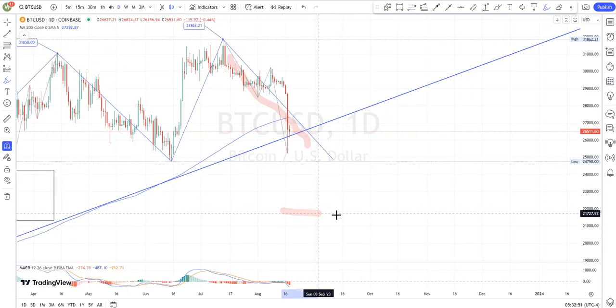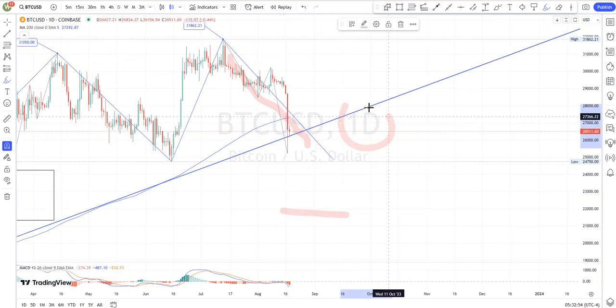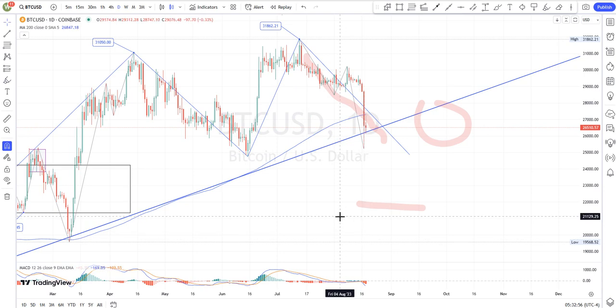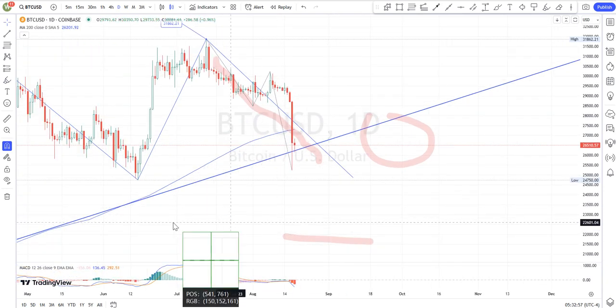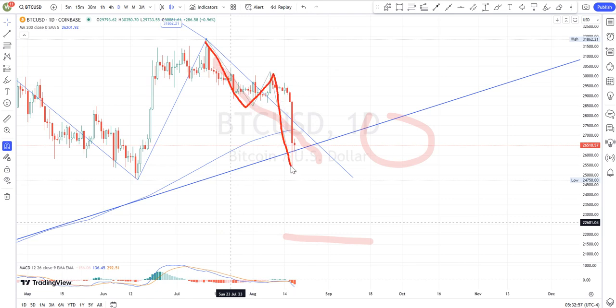So in the day chart, this is the day chart. You can see here, interestingly, if you use Elliott wave theory, also 3 waves here. You see here, 3 waves. Or you can consider it as ABC.